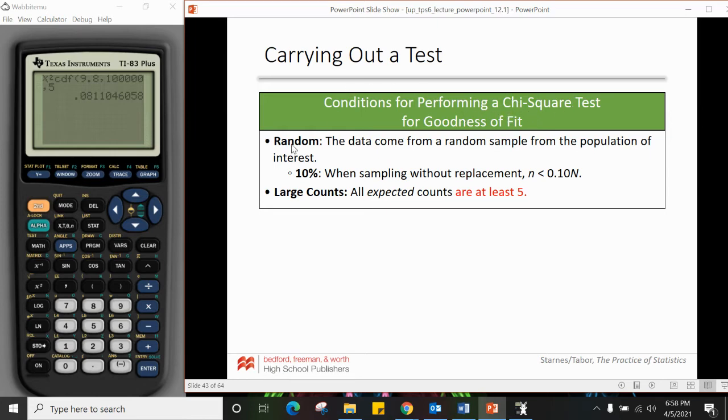Now our conditions: the data comes from a random sample of the population of interest, and 10% when sampling without replacement, n is less than 10% of the population. So those two conditions are very similar. Now the large counts is what's different. It's just that all expected counts are at least 5. And you might say, why 5? The same idea.